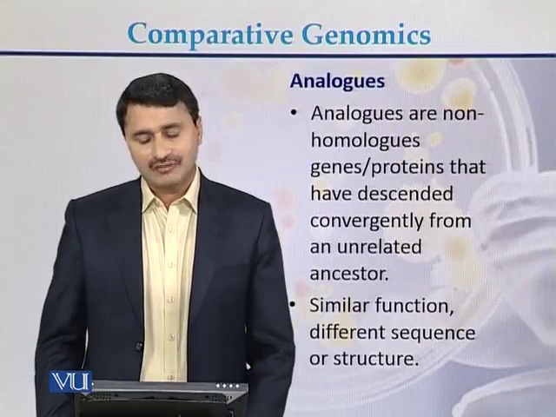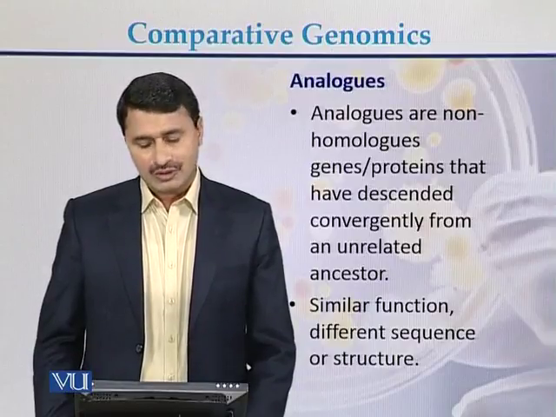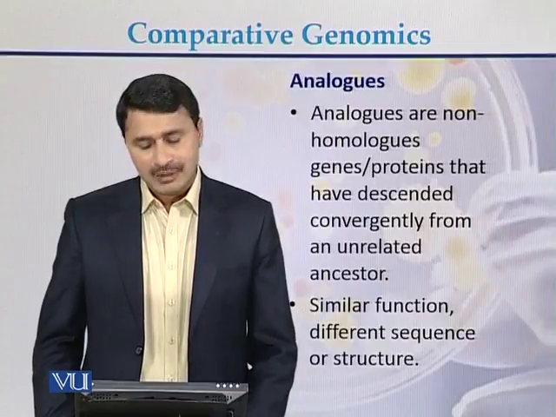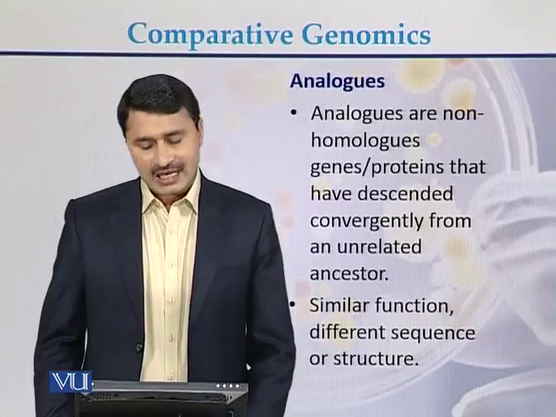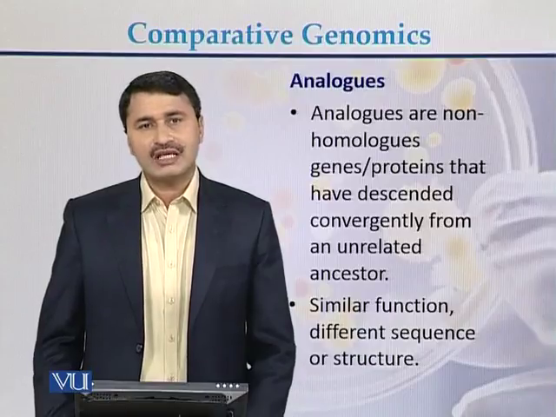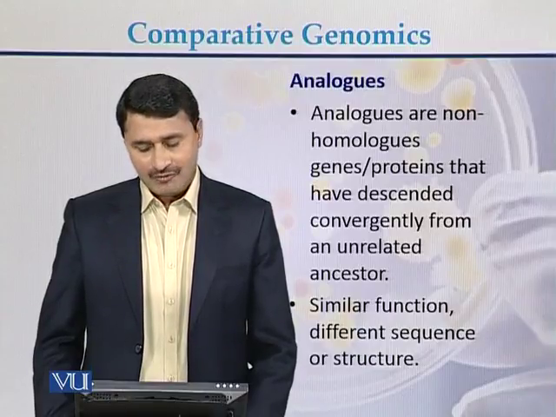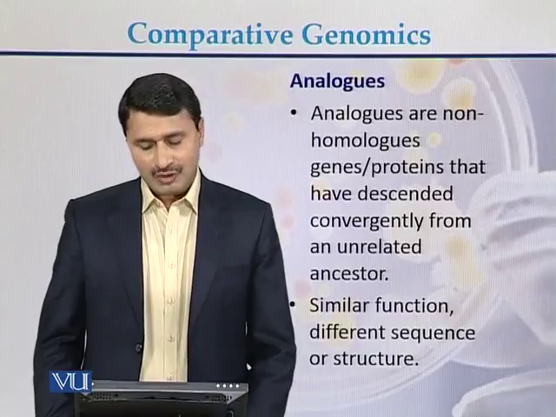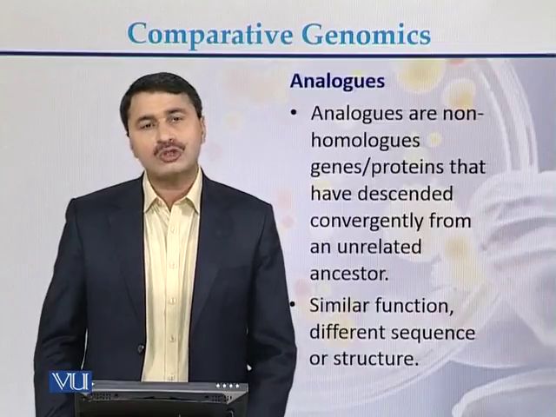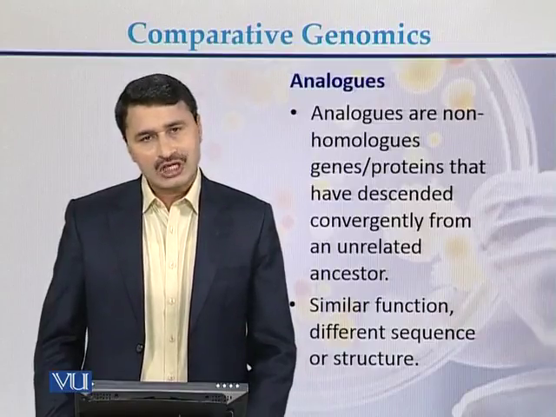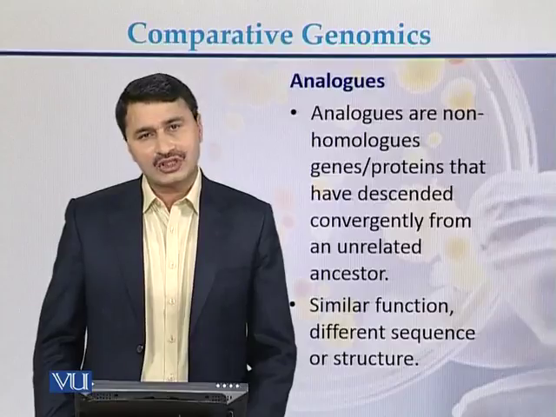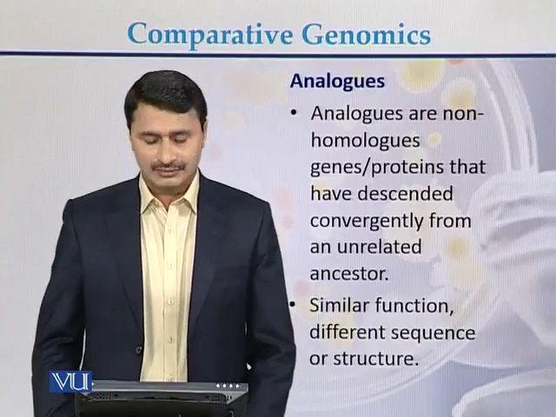The fourth type of homologies is called analogies. Analogies are non-homologous genes or proteins that have descended convergently from unrelated ancestors. If they have originated from unrelated ancestors through a process called convergence, then they are analogous to each other. They usually have similar function, but they have different sequences, or their structure can be different from each other.